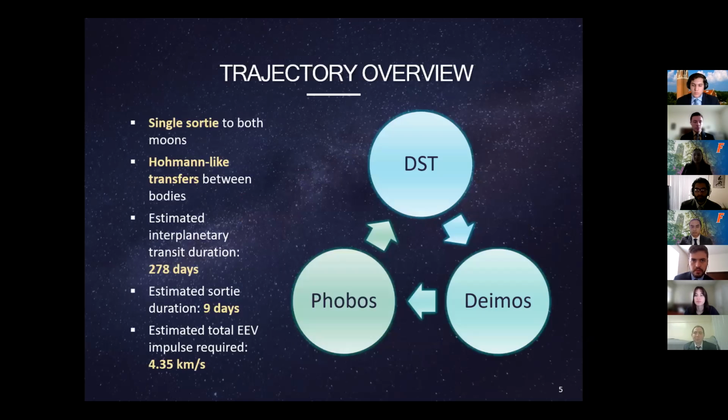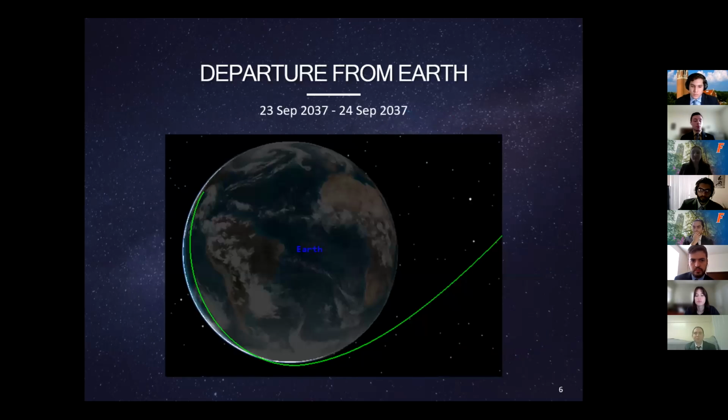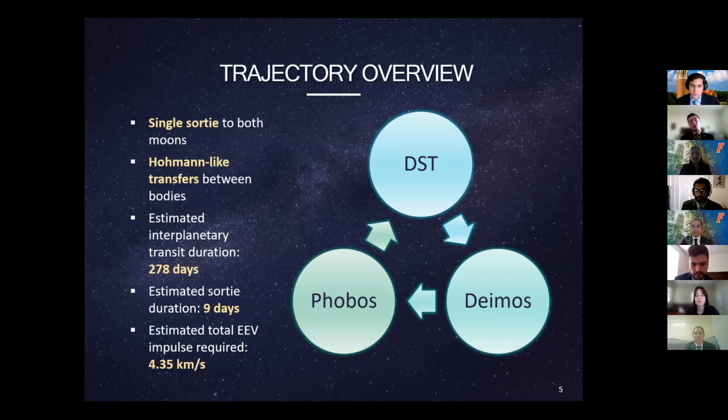So I'll give a brief overview of our trajectory now. So we're going to perform a single sortie around Mars from the DST to Deimos to Phobos and back to the DST. And we'll be using Hohmann-like transfers to perform these maneuvers. It's estimated that the interplanetary transfer between Earth and Mars should take about 278 days, and the estimated sortie duration, so again, from the DST to the moons and back to the DST, should take about 9 days. It's estimated that the total impulse that the EEV will need to perform the maneuvers should be about 4.35 kilometers per second.